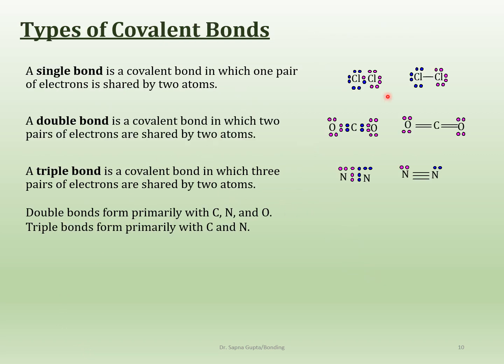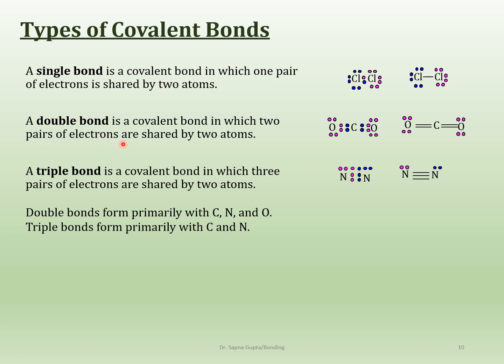Okay, so the different kinds of covalent bonds you can have, and this also gives you examples of different structures that you can have. So you can have a single bond. So a single bond was what we drew for chlorine, which means you have only one pair of electrons being shared between chlorine and chlorine.